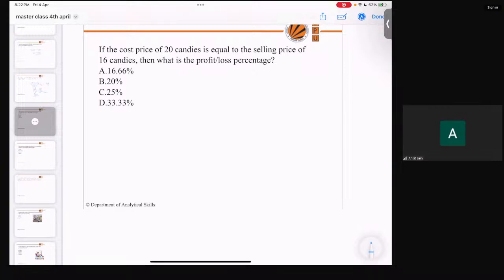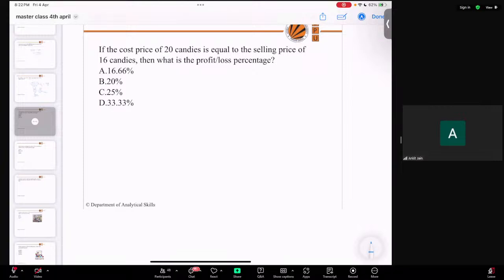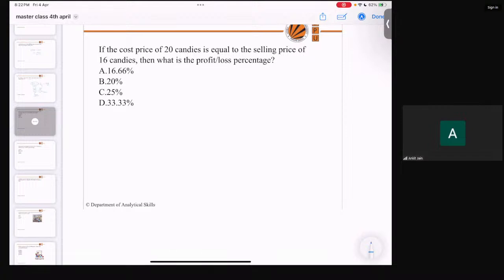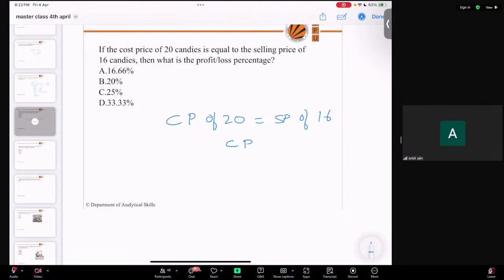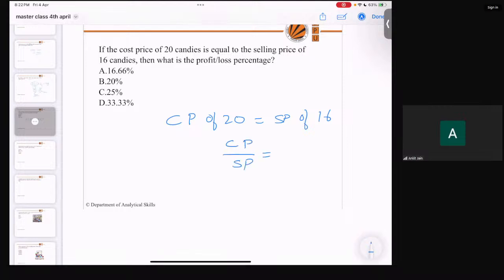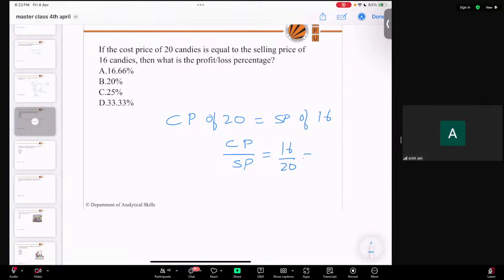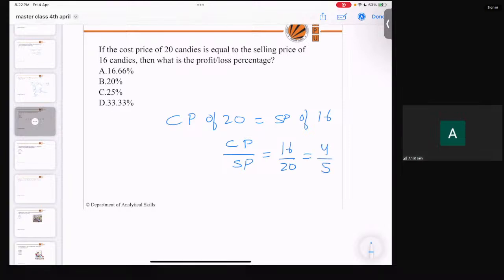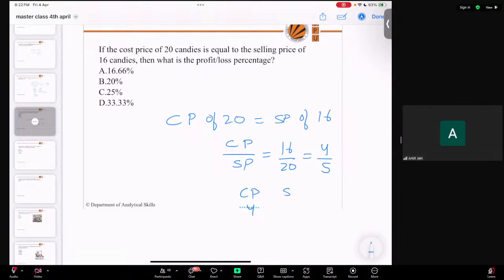You have to find the profit or loss percentage. Now the exact prices are not given, quantities are given. See the cost price of 20 articles. What is given? CP of 20 articles is equal to SP of 16 articles. From here, you can find the ratio. What is the ratio of CP to SP? The ratio of CP to SP is 16 by 20. 16 by 20 is 4 by 5. 4 by 5 means if CP is 4, SP is 5.